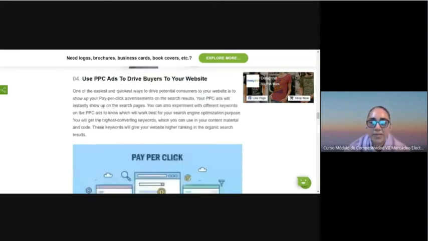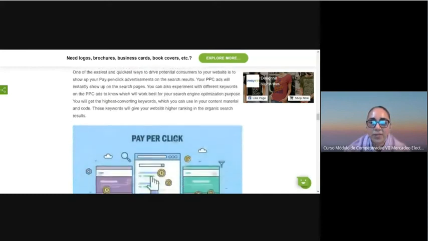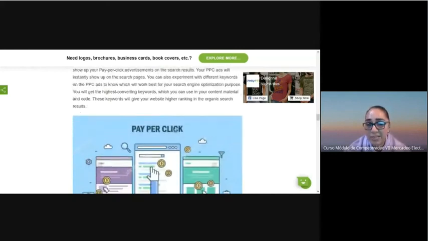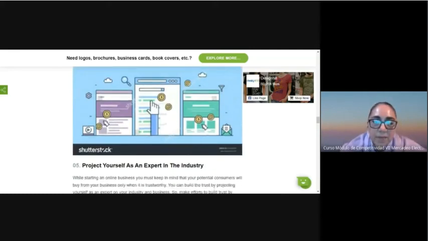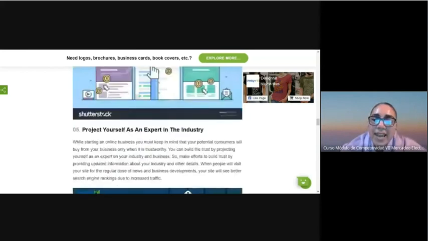You can use PPC ads to drive buyers to your website. One of the easiest and quickest ways to drive potential customers to your website is to set up your pay-per-click advertisement. Remember that we talked about that too, that you can use other companies and do business to business. You can work with some of these businesses and get money from them, showing the publicity of their business. You have to project yourself as an expert in the industry.